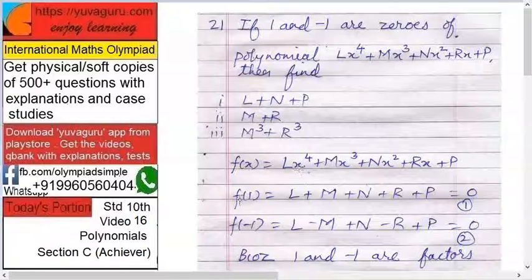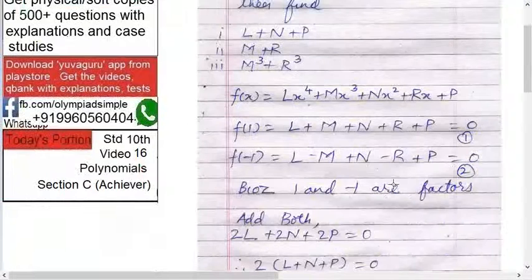So in this case it should be f of 1 equals L plus m plus n plus r plus p, right? Because everything is 1, so it will remain as it is, equals 0. Put it as equation number 1. f of minus 1 equals, do this again, L minus m. Why minus m? Because it's minus 1 cube now, right? Plus n minus r, because it's minus 1, and plus p equals 0, right?